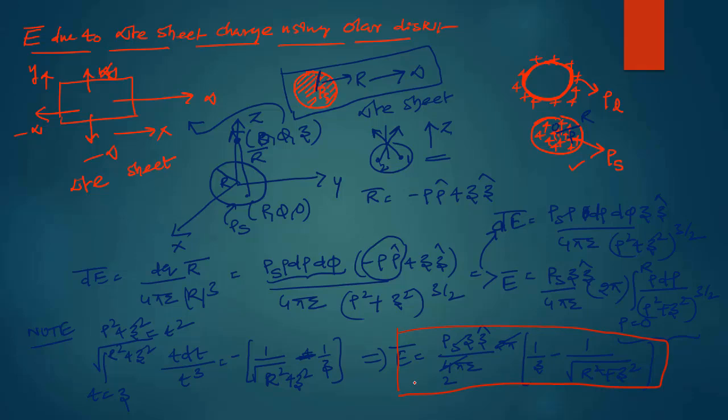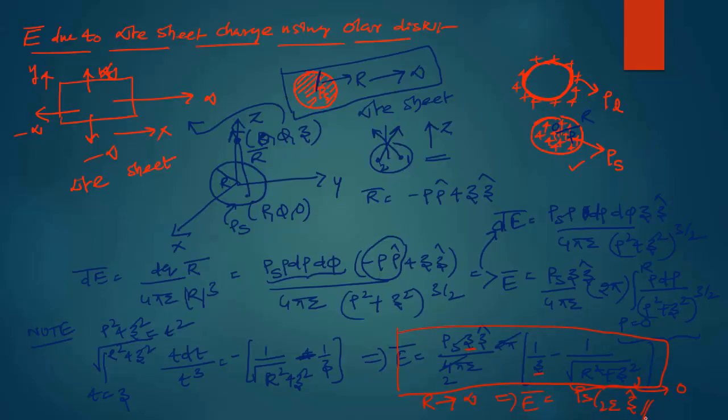Now from this, how do we get the infinite sheet of charge? As I said in the beginning, you have to take R tending to infinity. When R tends to infinity, this particular portion will go to 0 because 1 by infinity becomes 0. So 1 by z minus 0 is 1 by z. This z can be cancelled with this z. What is the remaining thing? We got E bar is equal to rho s by 2 epsilon a z cap only. So we got the same expression by taking R to infinity.